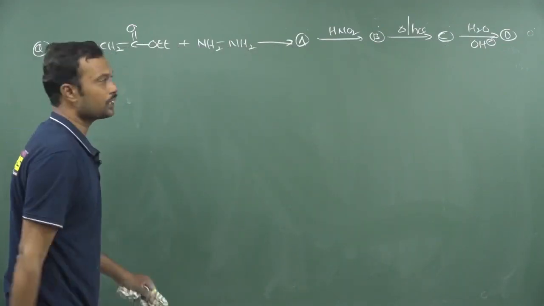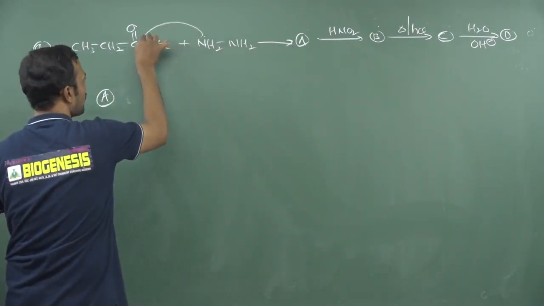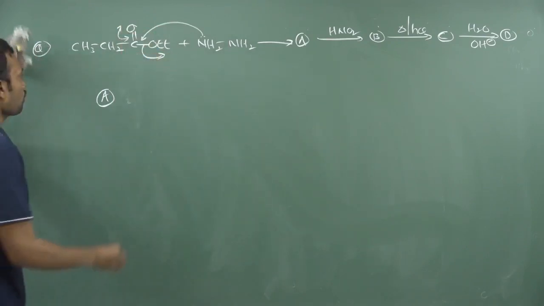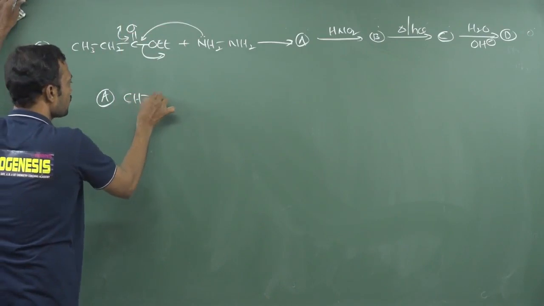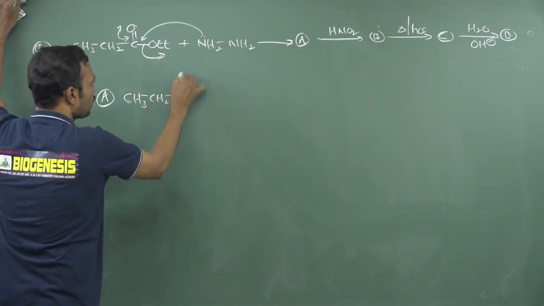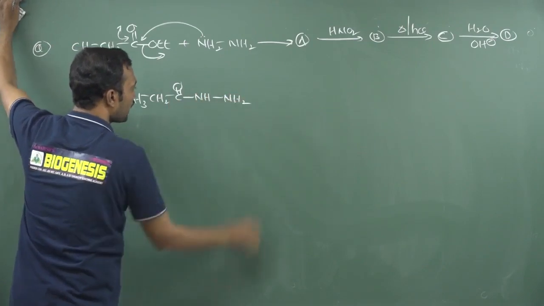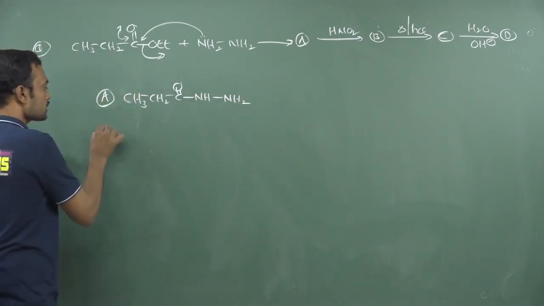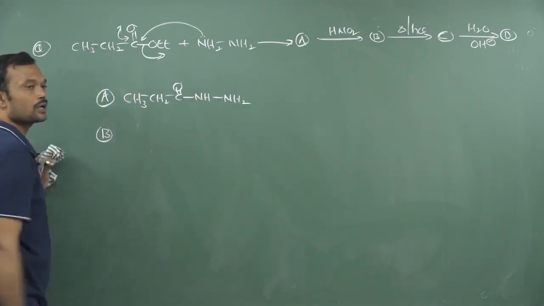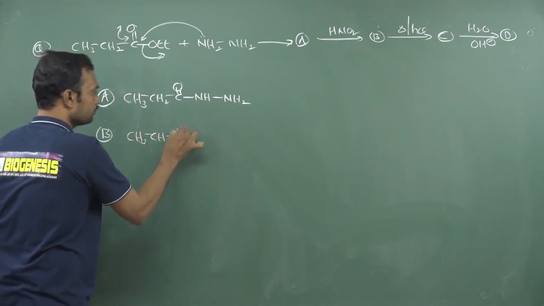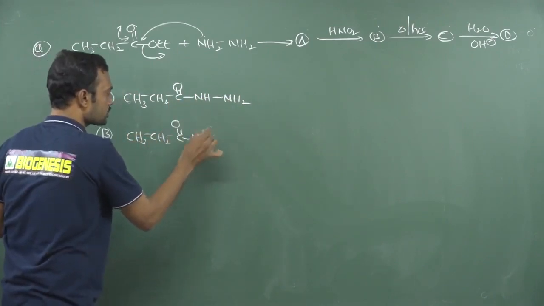What is A? Hydrazine is nucleophilic in nature and attacks here, back-to-back resonance. The alkoxy group is simply stripped off. Once it is eliminated, one hydrogen is also eliminated here. Now you will expect an acyl hydrazine. This acyl hydrazine on treatment with nitrous acid will give an acyl azide. This is called the acyl azide.